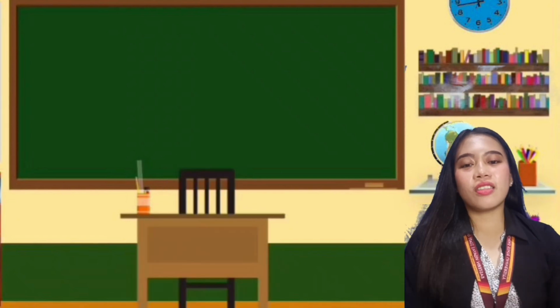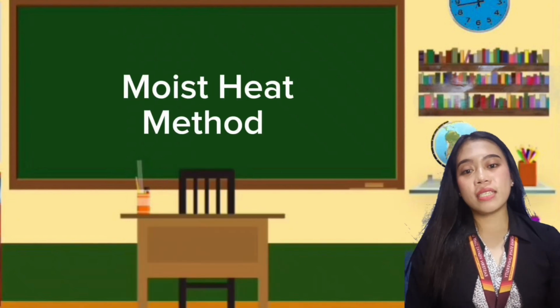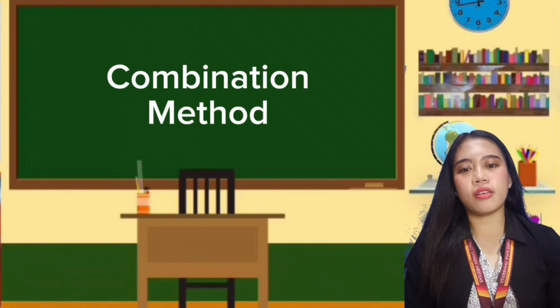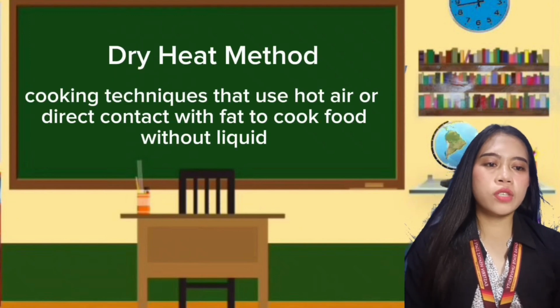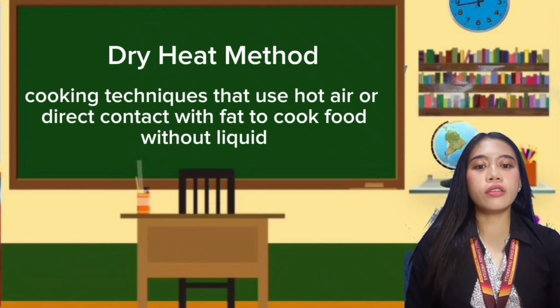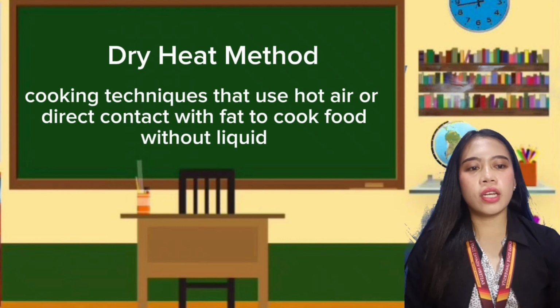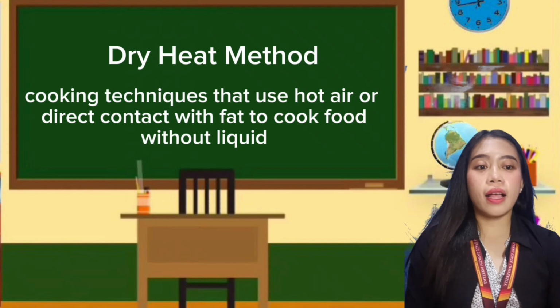So now, let's talk about the dry heat method, the moist heat method, and the combination method. First is the dry heat method. Dry heat method cooks food without using water or any other liquid. Instead, heat is transferred to the food through air, metal, or oil.